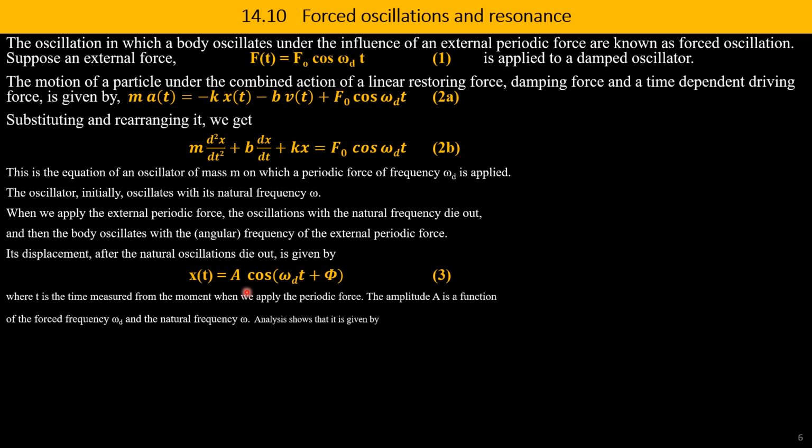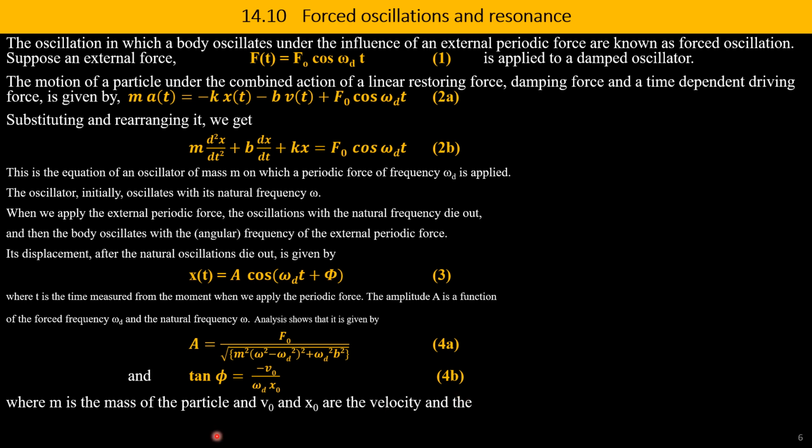Here the value of A can be written as A equals F naught over square root of m squared into omega squared minus omega d squared, whole squared, plus omega d squared b squared. Let it be equation 4a, and its phase constant is given by the relation tan of phi equals minus v naught by omega d into x naught. Let it be equation 4b.